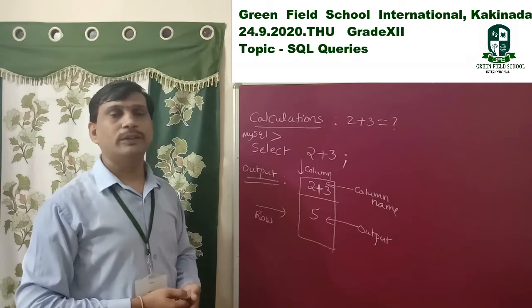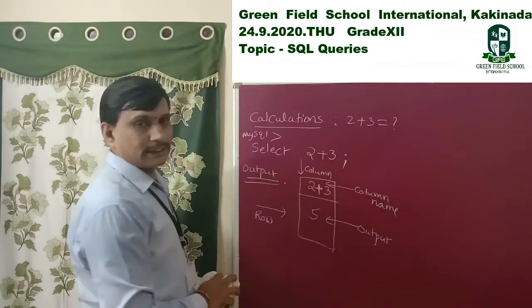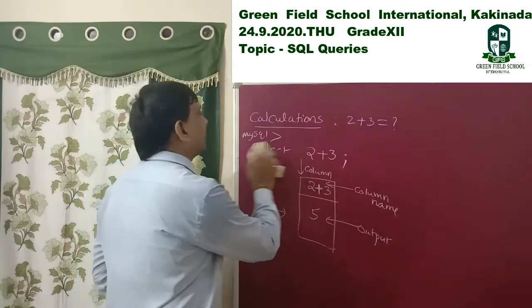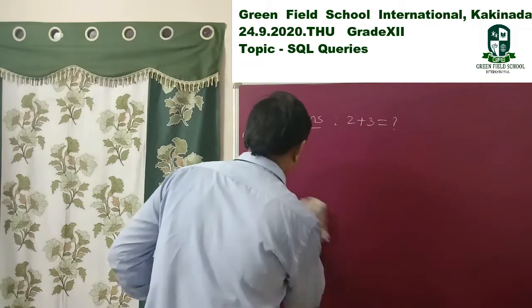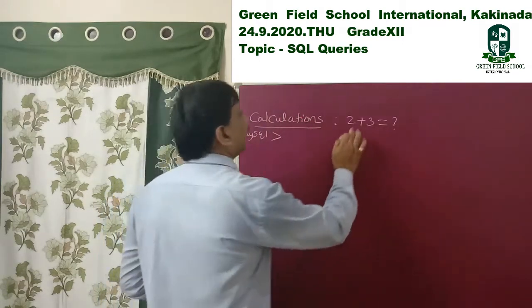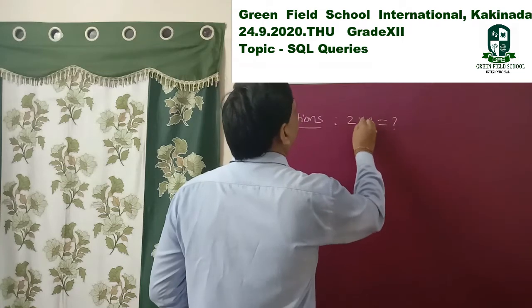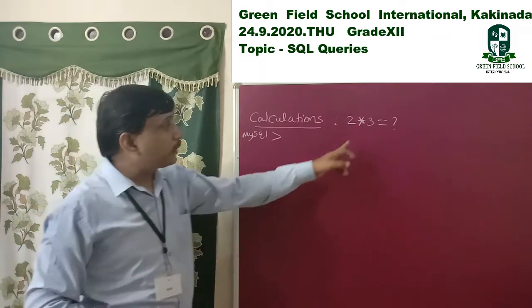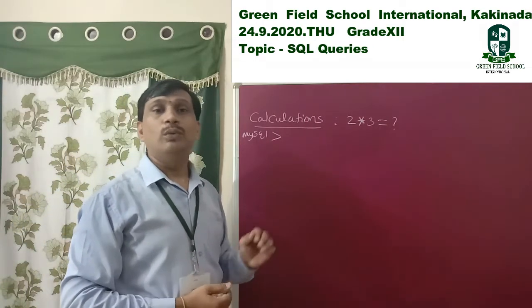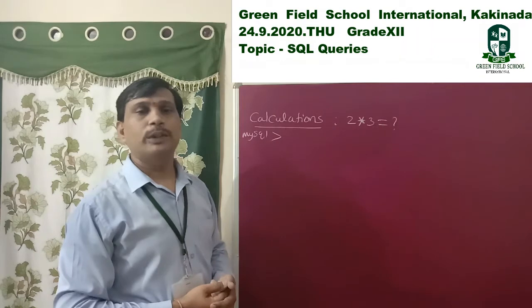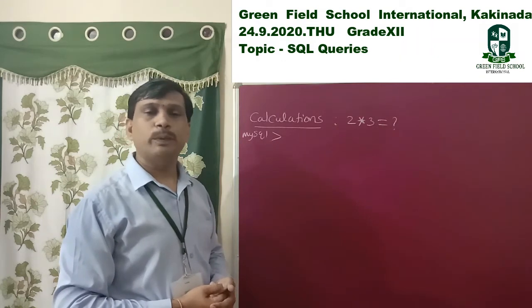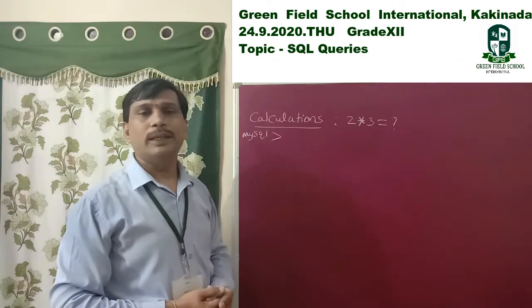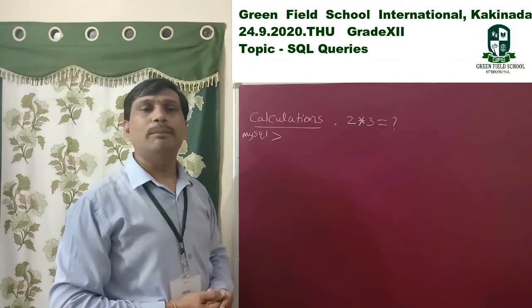Understood my point? Next, I write one more calculation for our example: 2 star 3, that is 2 multiplied by 3. Not only simple expressions, we can write complex expressions also. Here we specify only numbers.